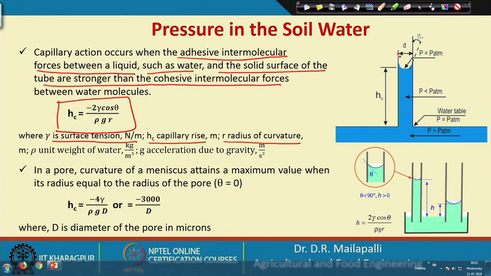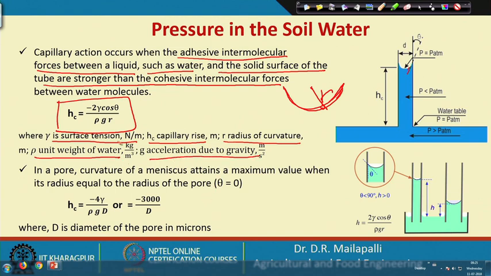If you see this, this is the tube diameter, so the radius of curvature. Here you see this is the curvature. This is the radius of curvature r, and rho is the unit weight of water and g is the acceleration due to gravity.